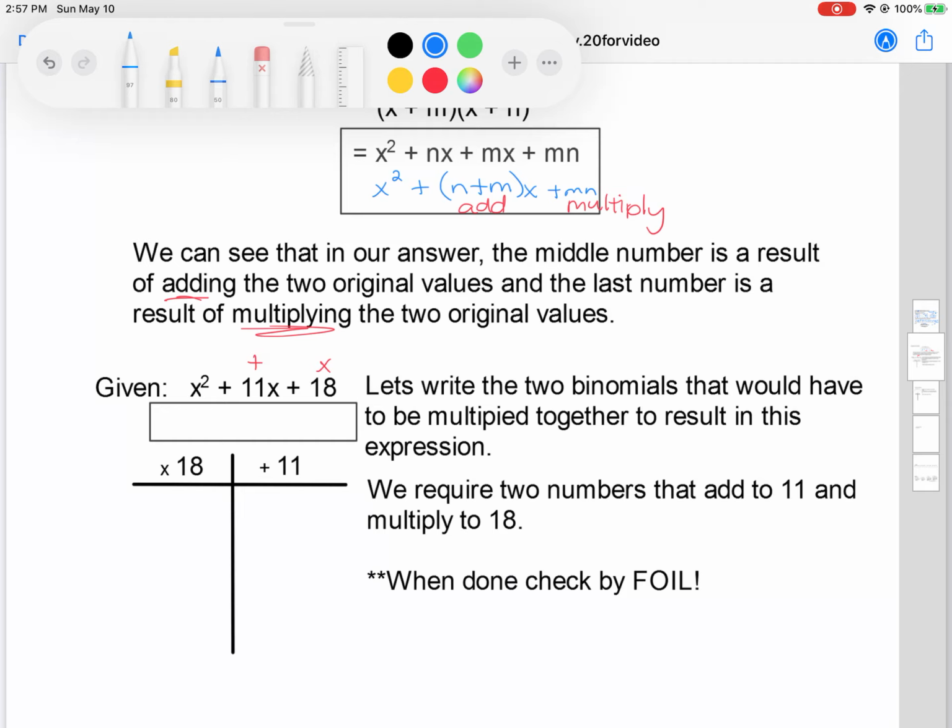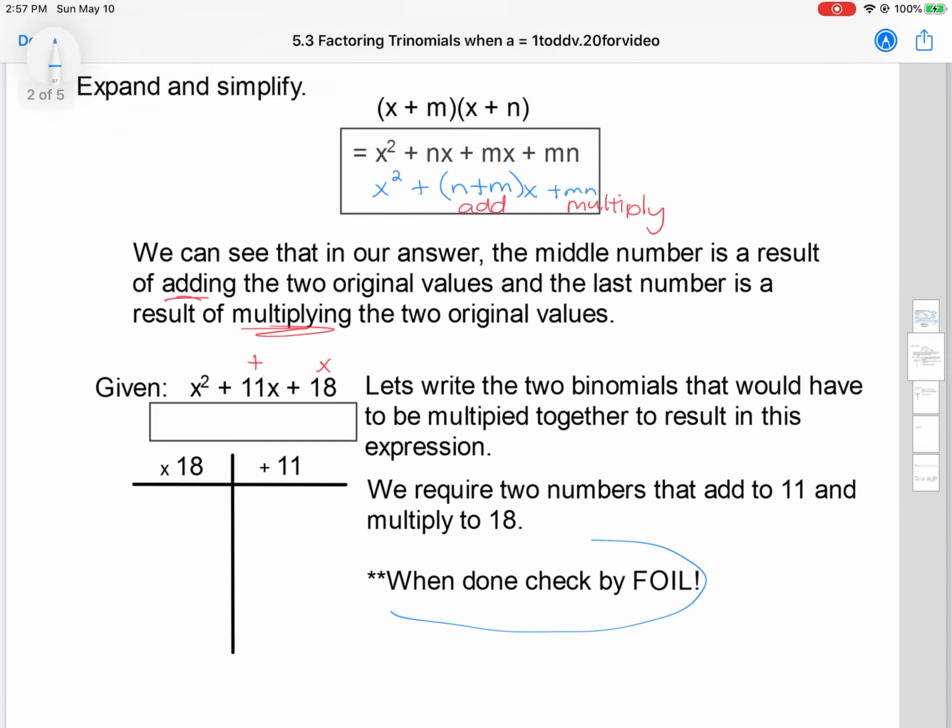So we're going to write 2 binomials that would have been multiplied together to result in this expression. Okay, and then like I said, you can check by FOIL. So if you'll notice in the factoring unit on D2L, there is a file that says multiplication tables. So if you are not good at this, if you hated multiplication tables and you were never good at it, then maybe you might find that file to be useful. Okay, so you can certainly do this using your calculator as well.